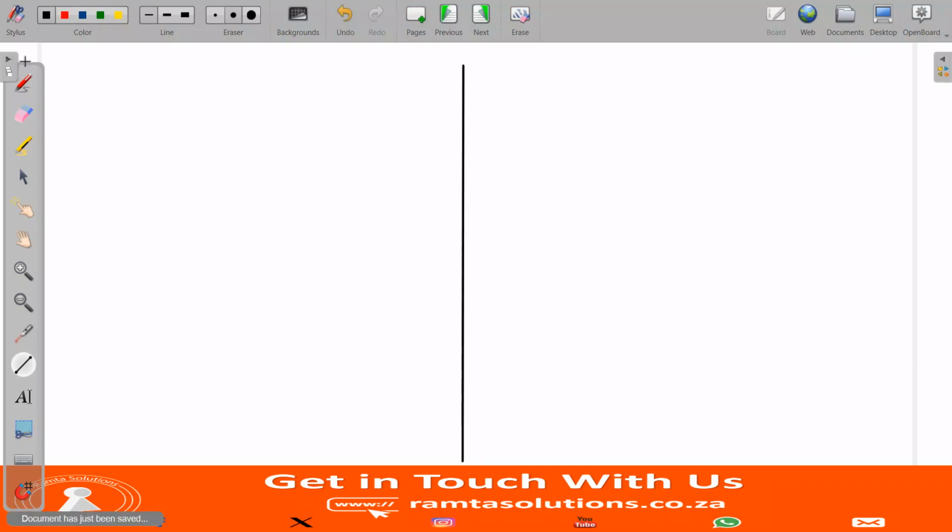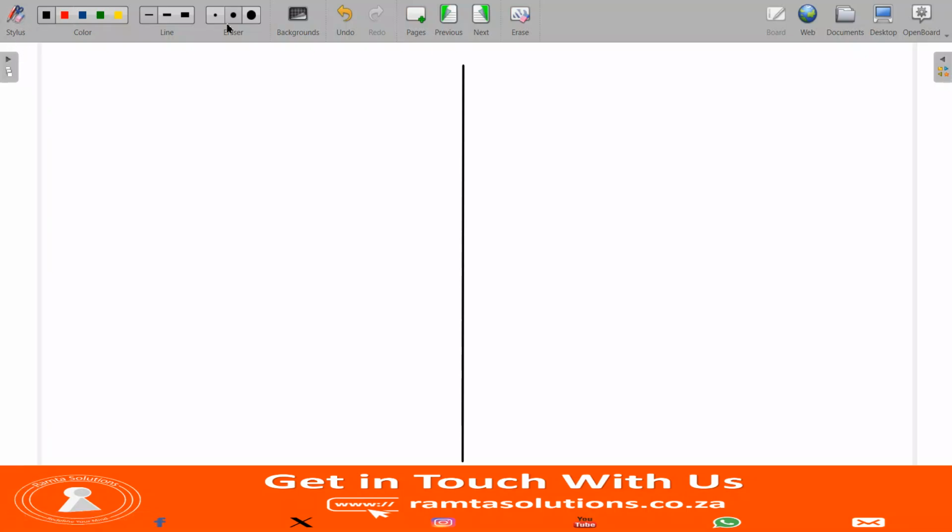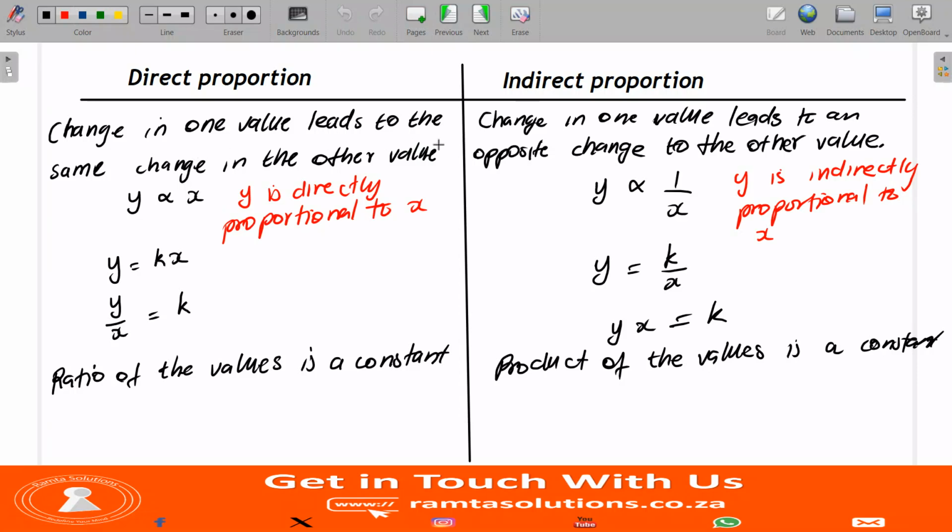Perfect. Going to the next page, we are here. We said changing one value leads to changing the other value in the same way. Here, changing one value leads to the opposite change in the other value. Here, the ratio of the values is a constant. Here, the product of the values is a constant. Let me just write it here.